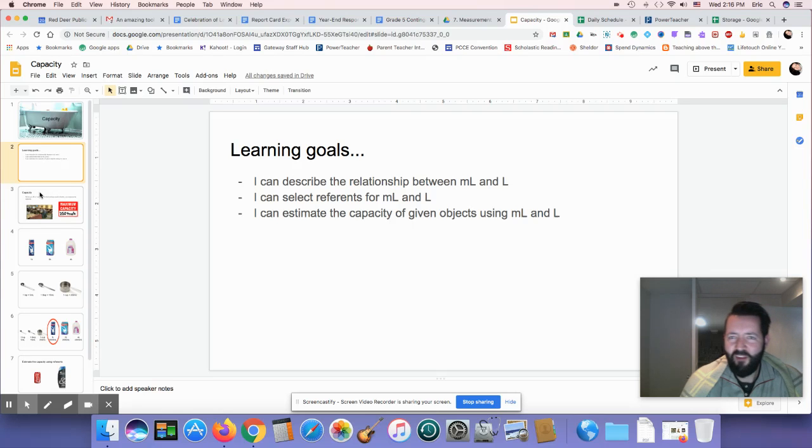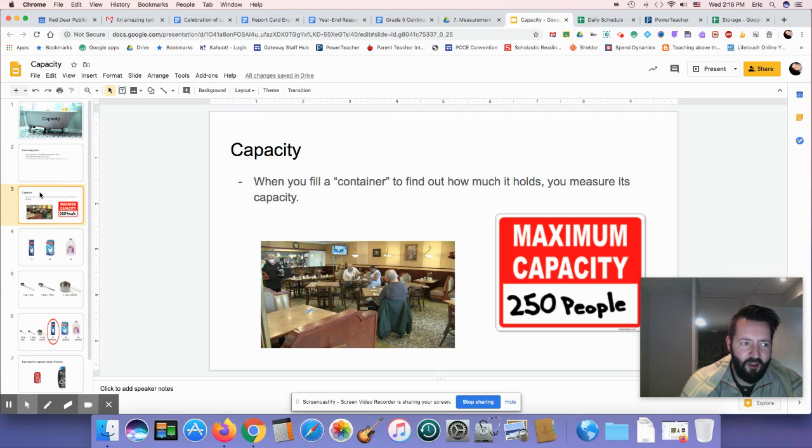Okay, so let's have a look at capacity and what it actually means. And this is actually really relevant for what's going on around in the world with the COVID virus. I just read an article the other day that said restaurants are going to be starting to open up pretty soon, but they're only going to be allowed to have half capacity, or in other words, they're only going to be allowing about half of the number of people that they're actually able to hold in there.